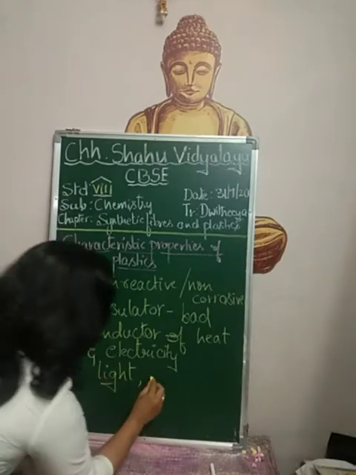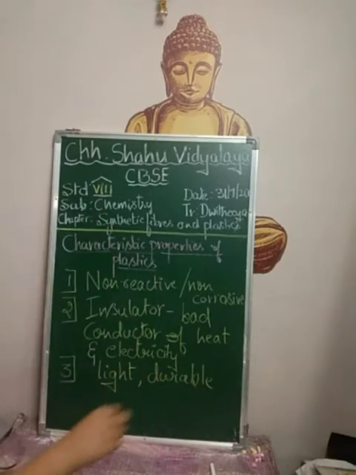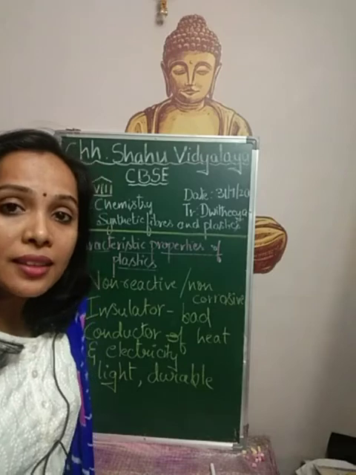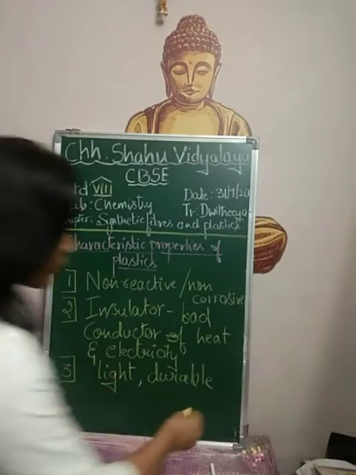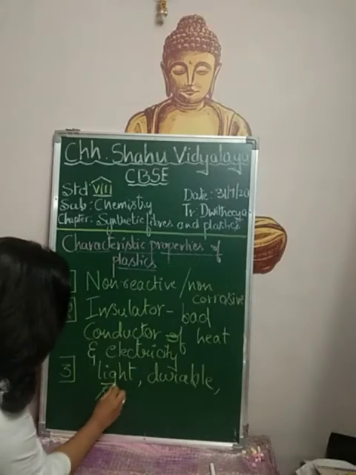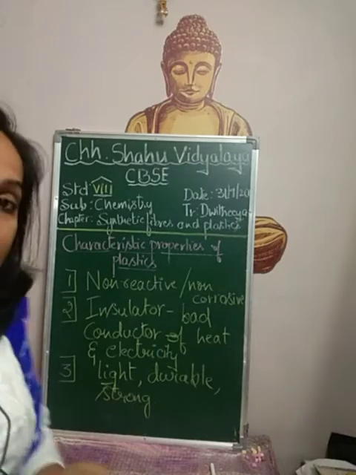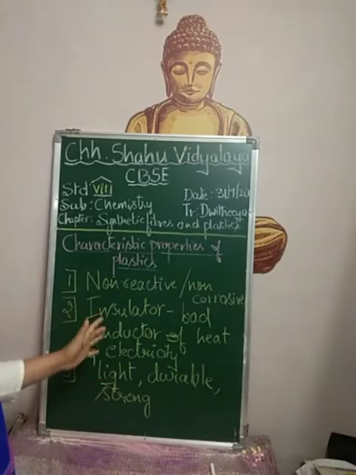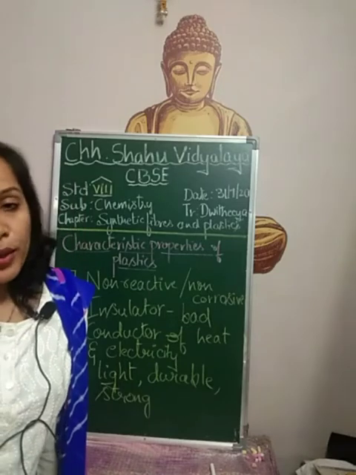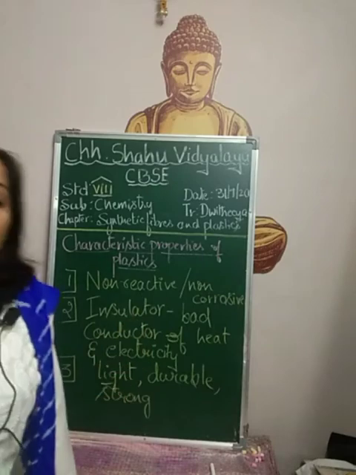So, they are light, they are durable, so they do not break easily, they last for a longer duration, they do not form rust. So, it is durable, and they are strong, that is they are not easily breakable. Therefore, these are the properties of plastics which make it popular. So, this is why we use plastics to a larger extent.